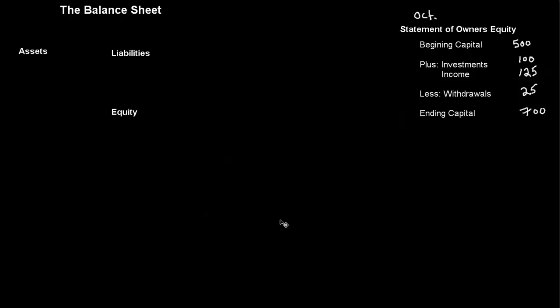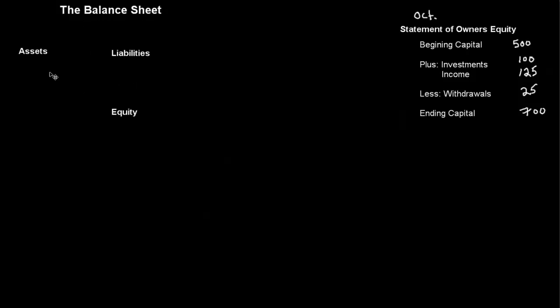And I've set it up in this form to give you an idea of how these two sides should balance. On one side you'll have assets, and on the other side you're going to have liabilities and equity, and they should balance essentially. That's why it's called a balance sheet.